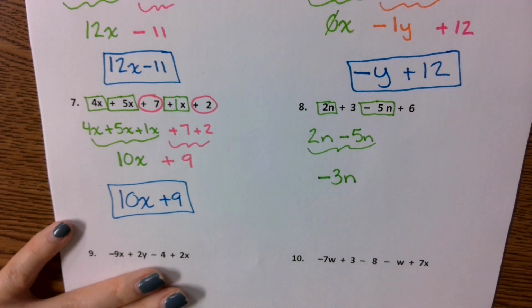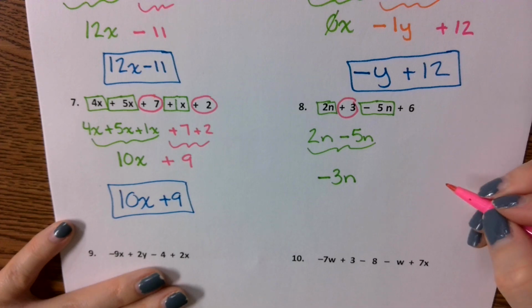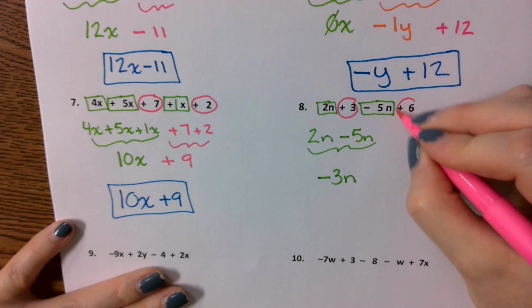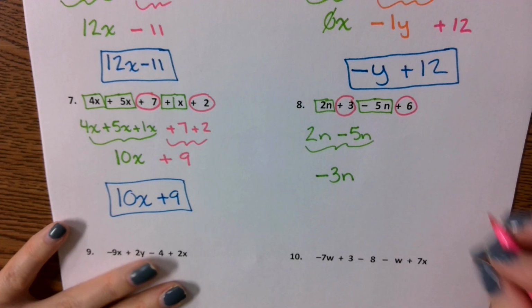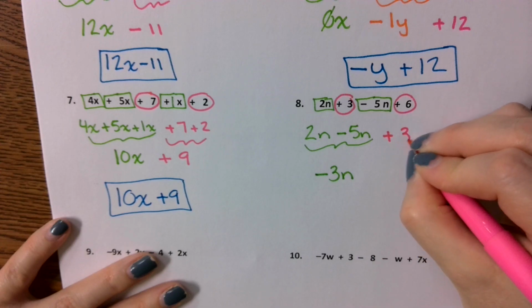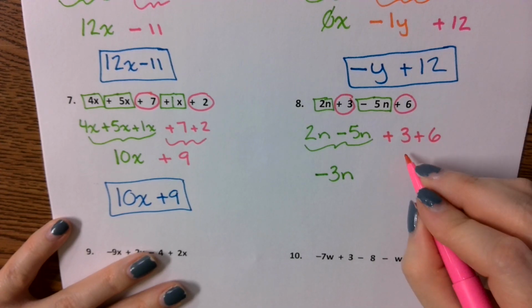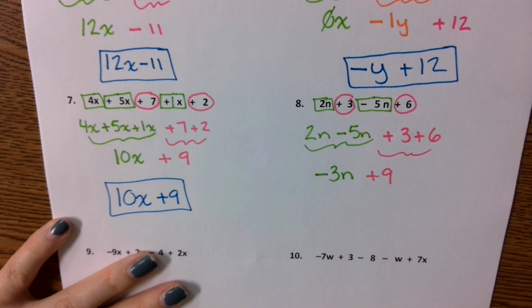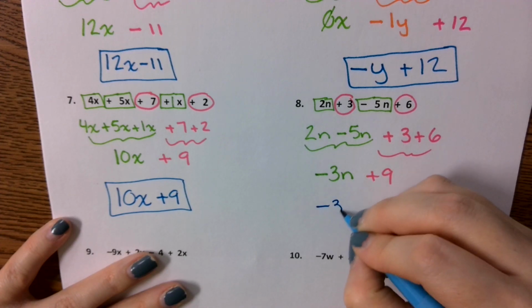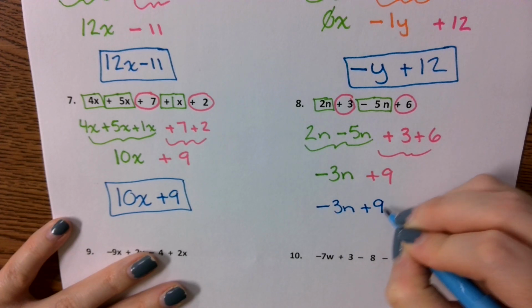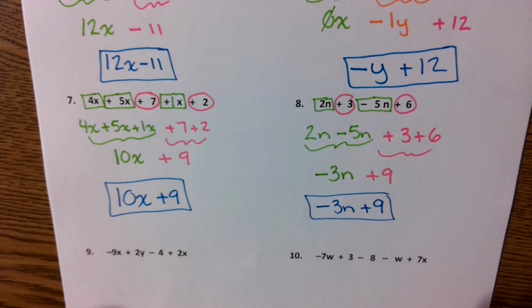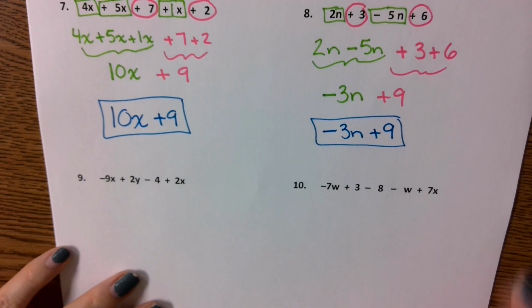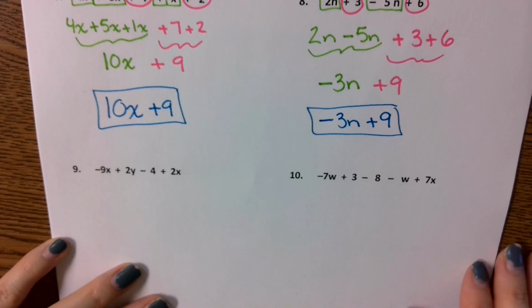Then we've got a positive 3 and a positive 6. Positive 9. Thank you, Jakaylin. 3 plus 6 is positive 9. So our final answer is negative 3n plus 9.